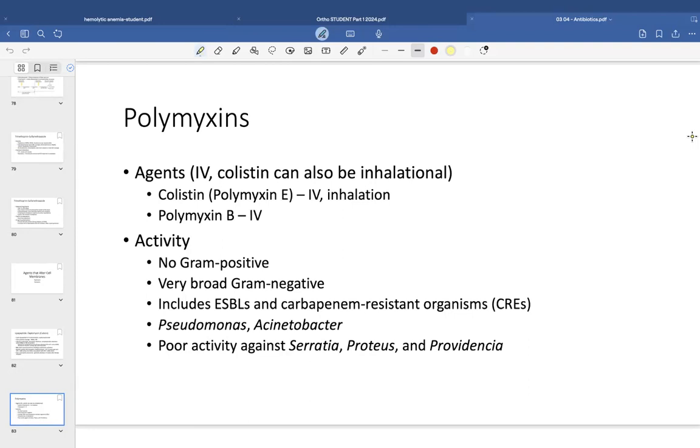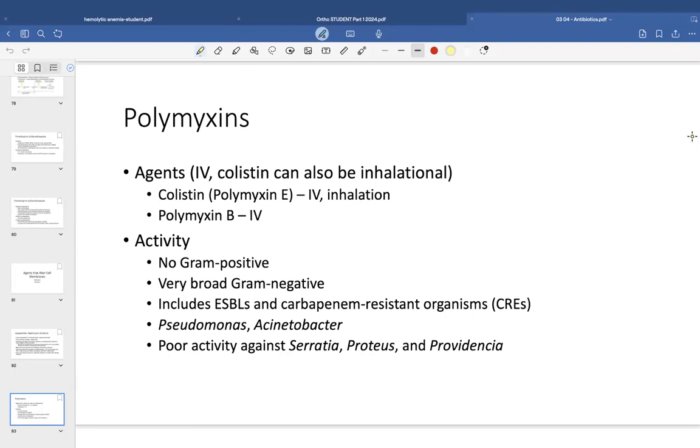Can be used for multiple resistant infections, gram negatives. Really not much to say here. We don't see this too frequently. Certainly in my experience, not one of the widely used classes.